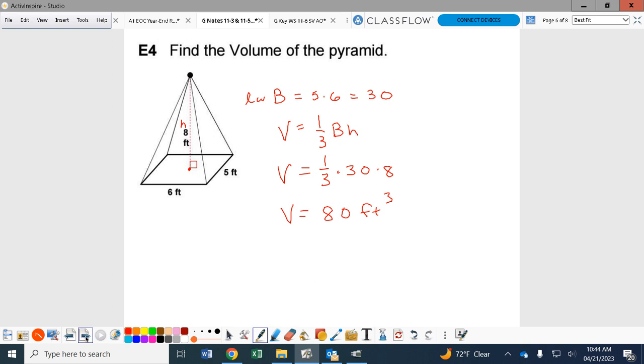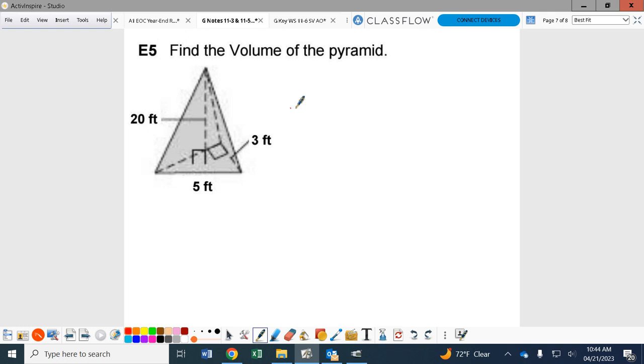Okay, our last one. The base is a what? Base is a triangle. What is the formula for the area of a triangle? It's not on your formula sheet, I don't think. Look and see. I don't think it's on there.